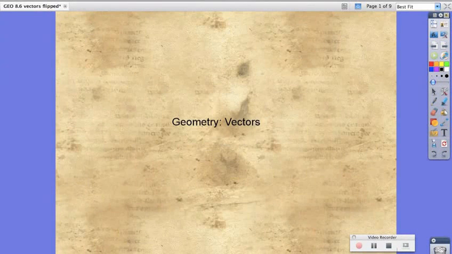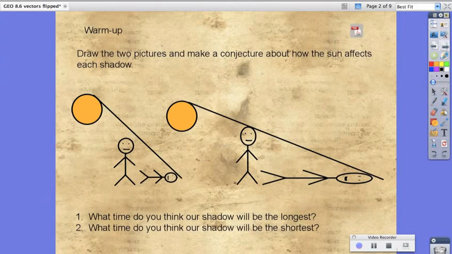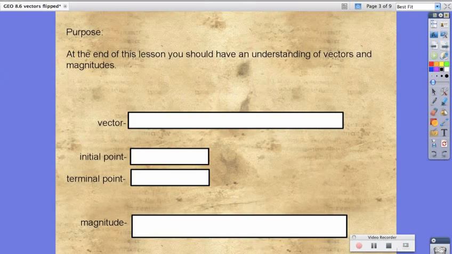Hello students, today in your geometry class we're going to be working on vectors. Now, at the end of this lesson, you should have an understanding of vectors and magnitudes.